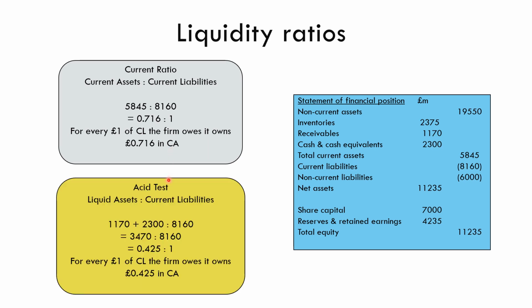The second ratio is the asset test ratio. Here we look at liquid assets compared to current liabilities. So liquid assets were the current assets but not including the stock. So it's just the receivables and the cash, and that as a ratio against current liabilities. So here we have 0.425 for 1, which means for every £1 the business owes in terms of current liabilities in the next year, they have 43 pence in terms of cash and receivables to cover it. Again, is that good for the business?